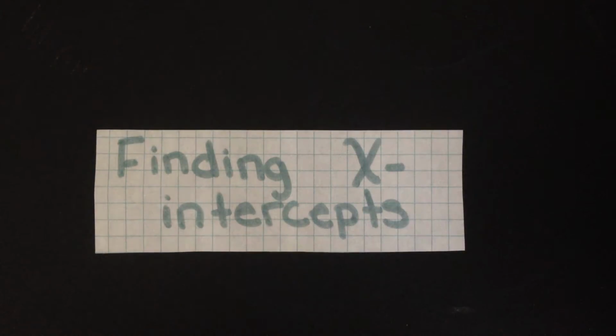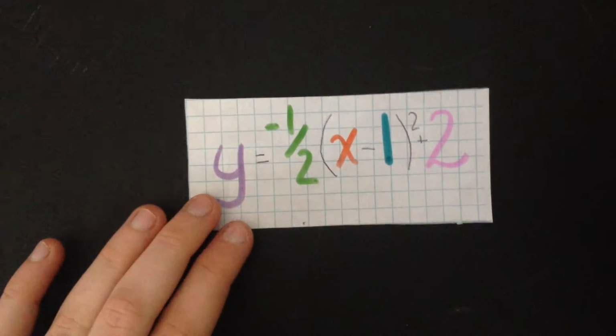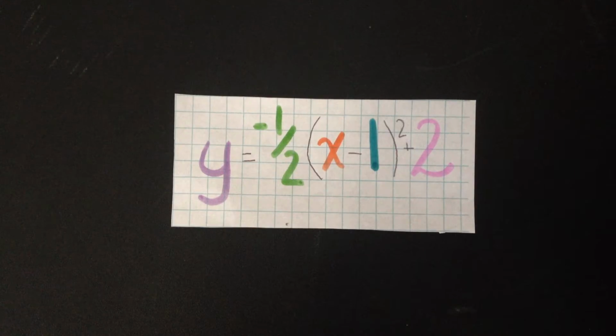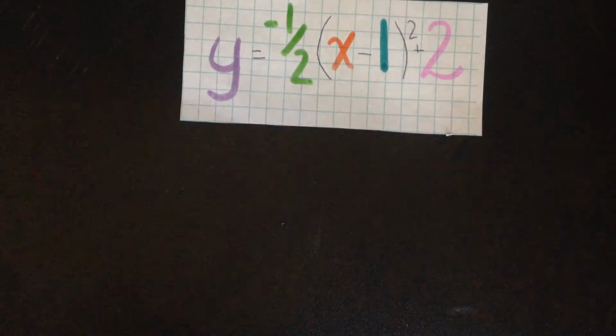Finding the x-intercepts of a quadratic equation in vertex form. So this is the equation that we are going to find the x-intercepts: y equals -1/2 (x minus 1) to the power of 2 plus 2. First, let's graph the equation so we can visually see where the x-intercepts are.